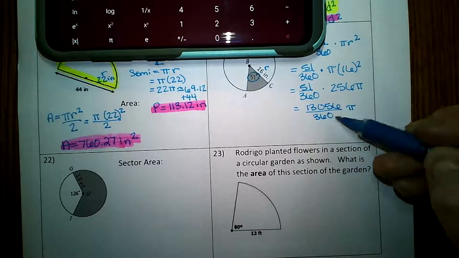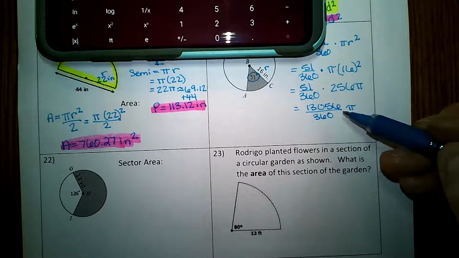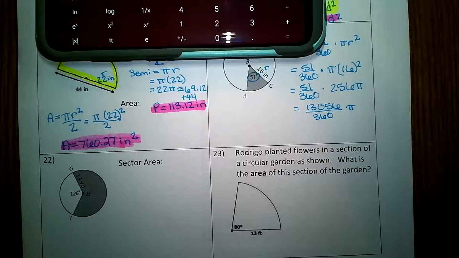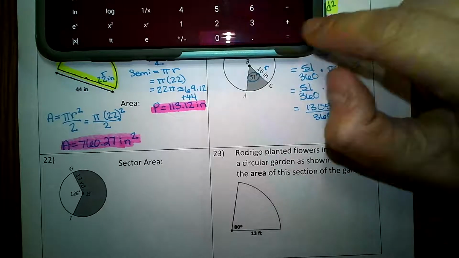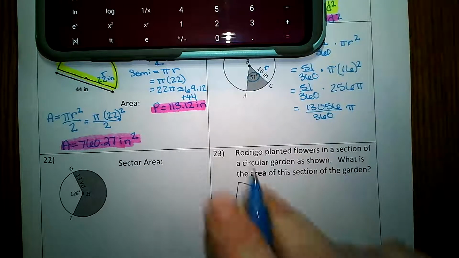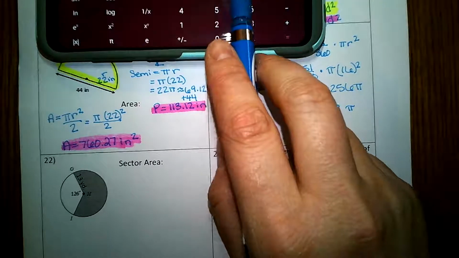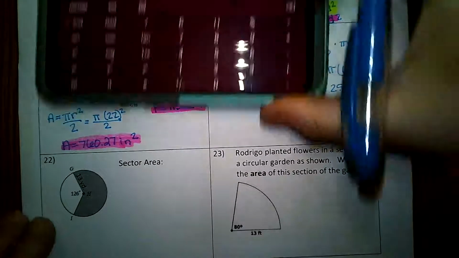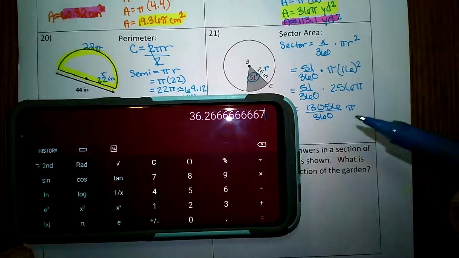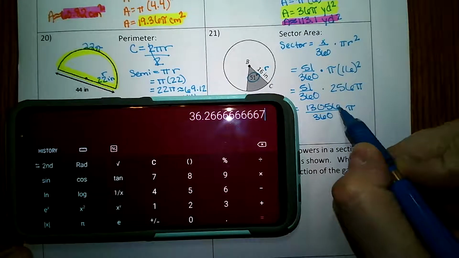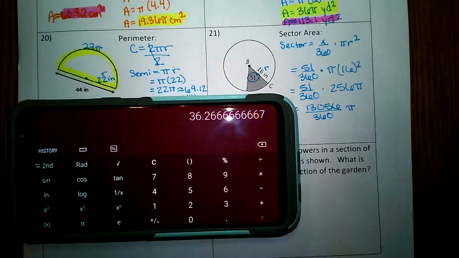Now, chances are this fraction can be reduced. In my classroom calculator, it would reduce the fraction for me. Here, I think I'm going to get a decimal if I divide by 360. And I certainly do. I get 36.26666666666. So that's not really helping me when it comes to coming up with an exact value. It would help me more if I could reduce this fraction. So I'm going to pause the video and switch calculators.